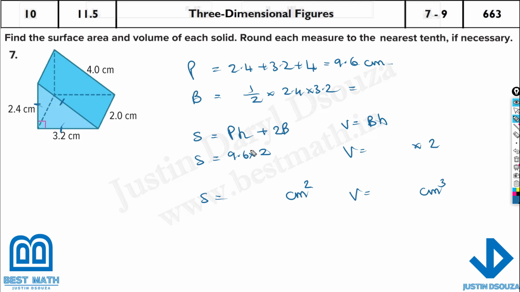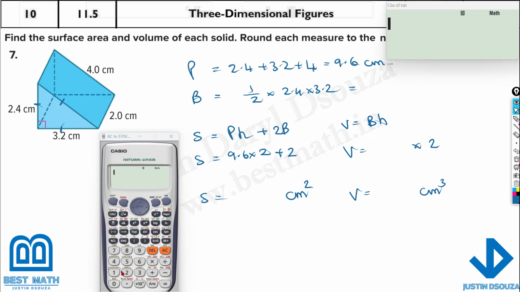Okay, so this is it. Now we need to add 2 times what is b. Let's use our calculators and solve. Half base, that is 1 by 2 times 2.4 times 3.2. And here we go, the answer is 3.84. Let me write it over here, 3.84. So it is 2 multiplied by 3.84.